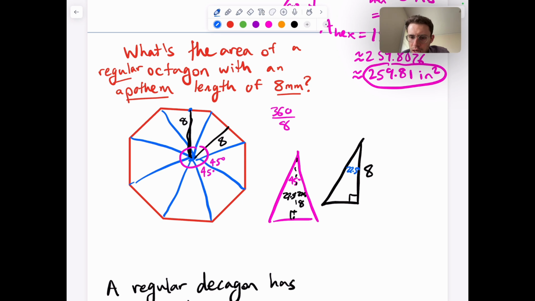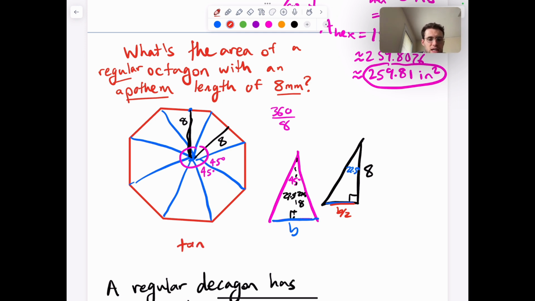And now we can use SOHCAHTOA. In this case, we'll use tangent because we need to find this base down here, which ultimately we want to find the entire base. So we're going to have to multiply it by 2. This base, then, what we're solving for is base over 2. So that's opposite the 22.5. The 8 is adjacent. Again, we're using opposite and adjacent, so we want to use tangent as our trig function.